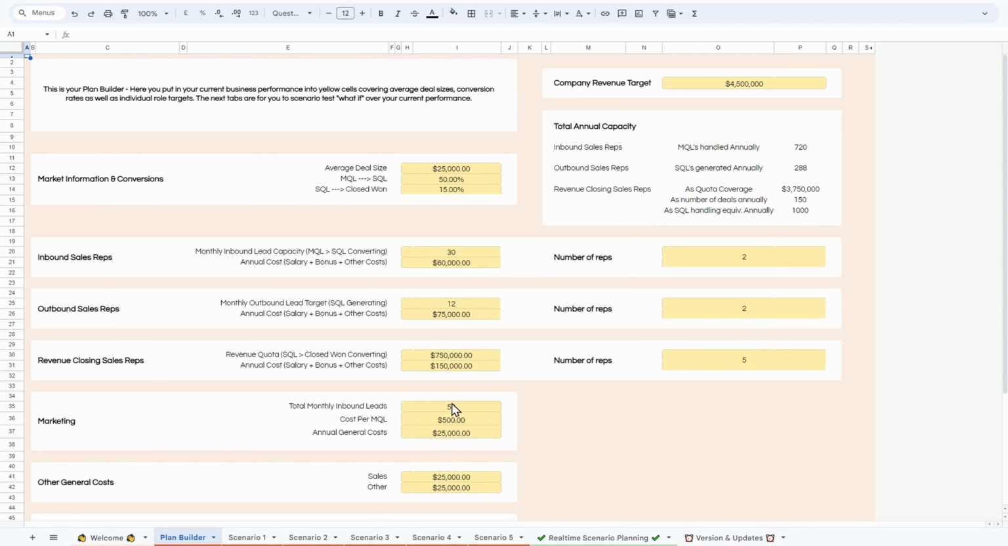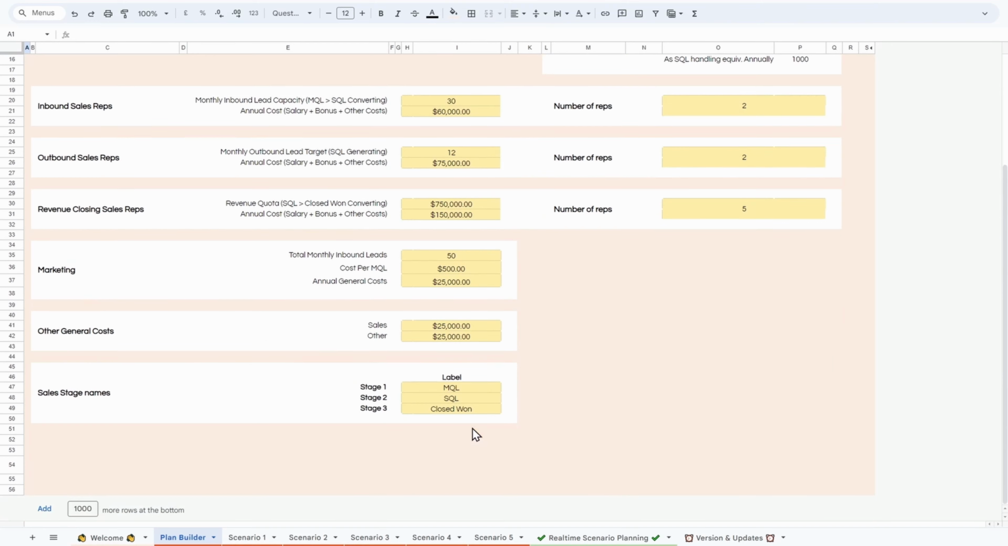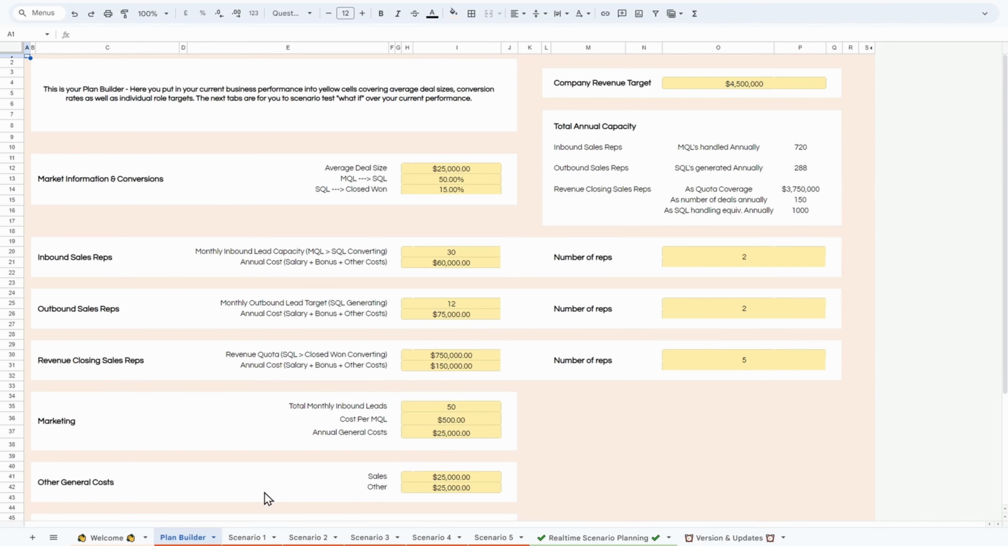Then nearer the bottom, we've got monthly inbound leads from marketing. So these are MQLs, and a cost per MQL of $500. And then annual general costs for marketing of $25,000. And then other general costs of $25,000 for sales and other costs of $25,000. Once you've done all of this, you can then jump into a scenario.